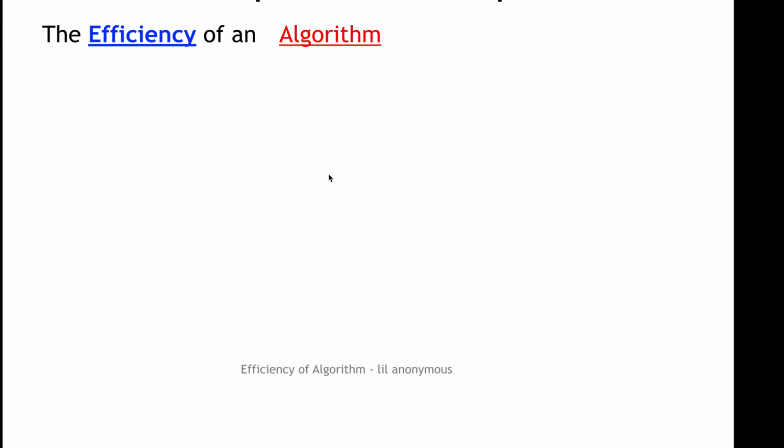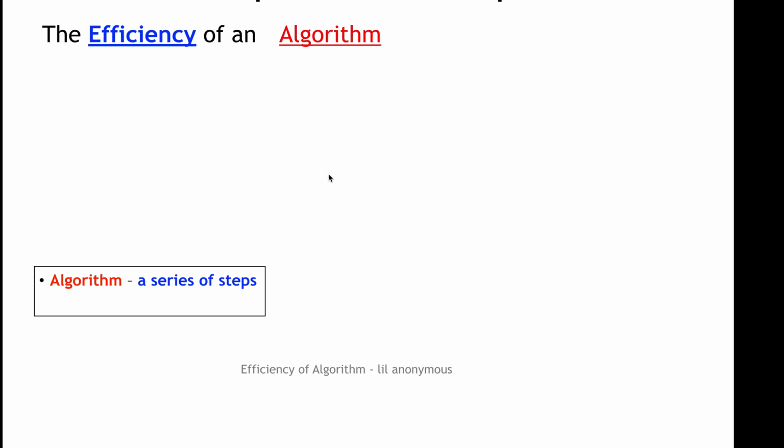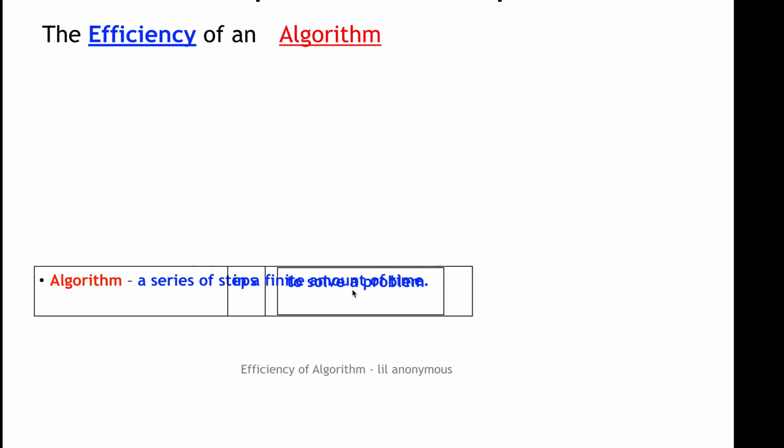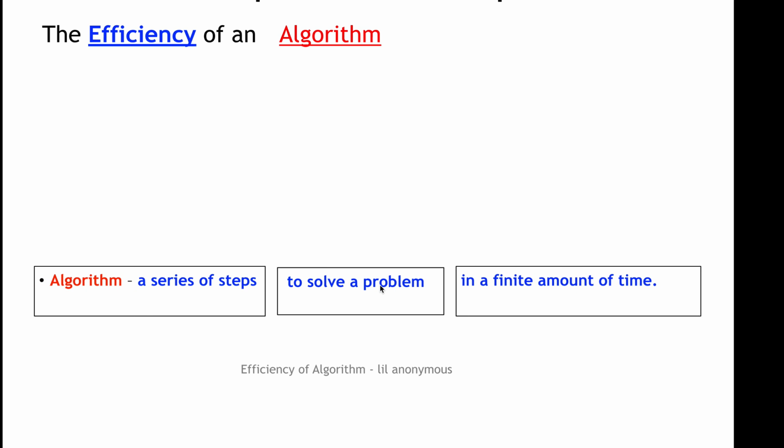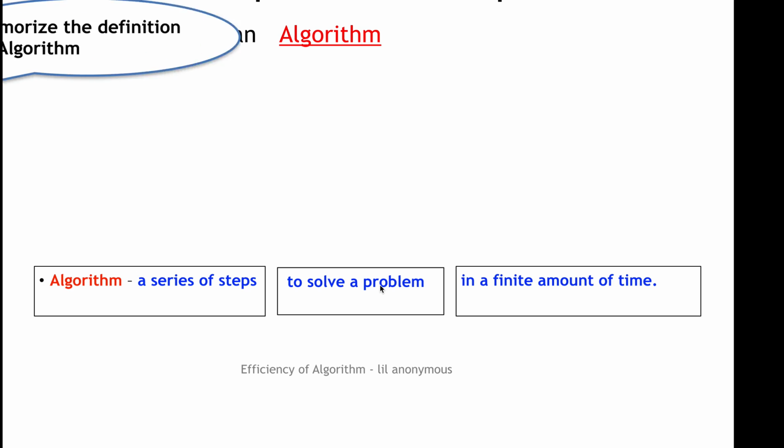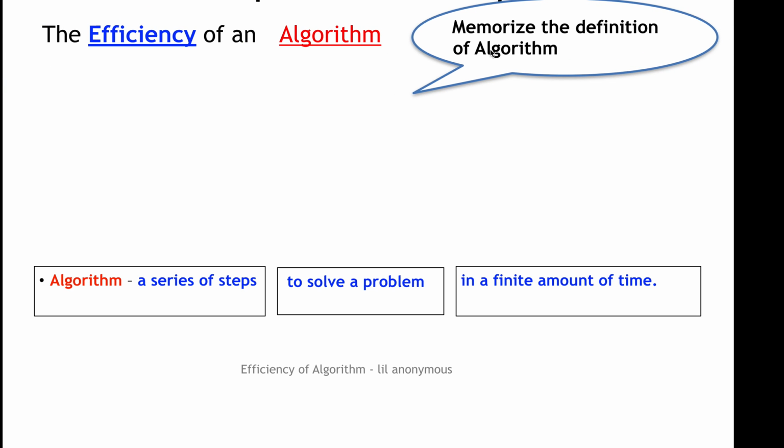Before we understand the term efficiency, we need to understand the term algorithm. An algorithm is a series of steps to solve a problem in a finite amount of time. Memorize the definition of algorithm. It is in your interest. So let us look at problems.